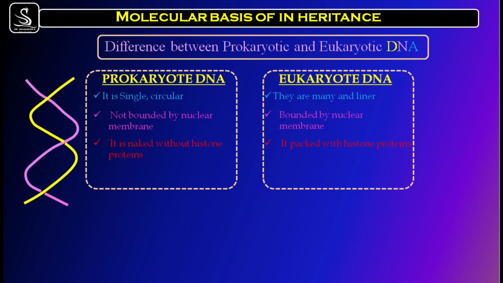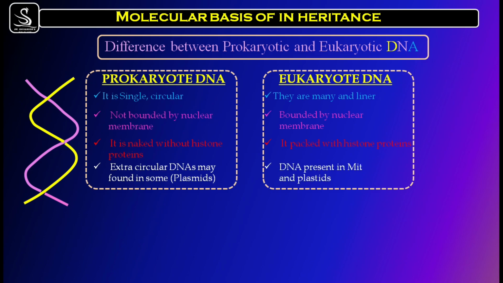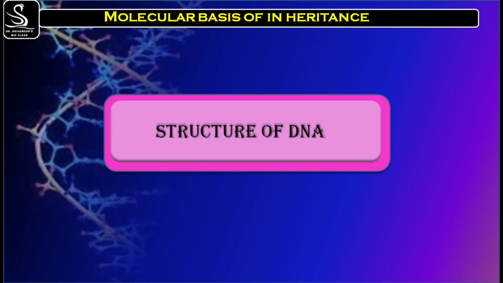That is the reason why many scientists were asking, why not protein be the genetic material? Because both of them are found in the chromosomes. That was their argument. But in prokaryotes, some extra circular DNA is found, known as plasmids. Similar circular DNA is also found inside the mitochondria as well as all kinds of plastids. This is the bit of difference there, my dear students.